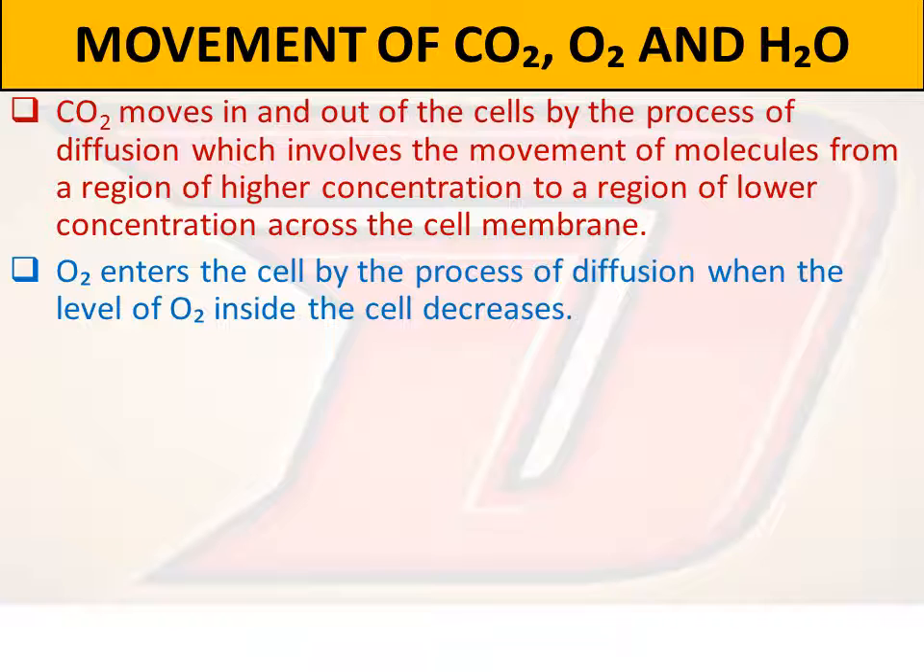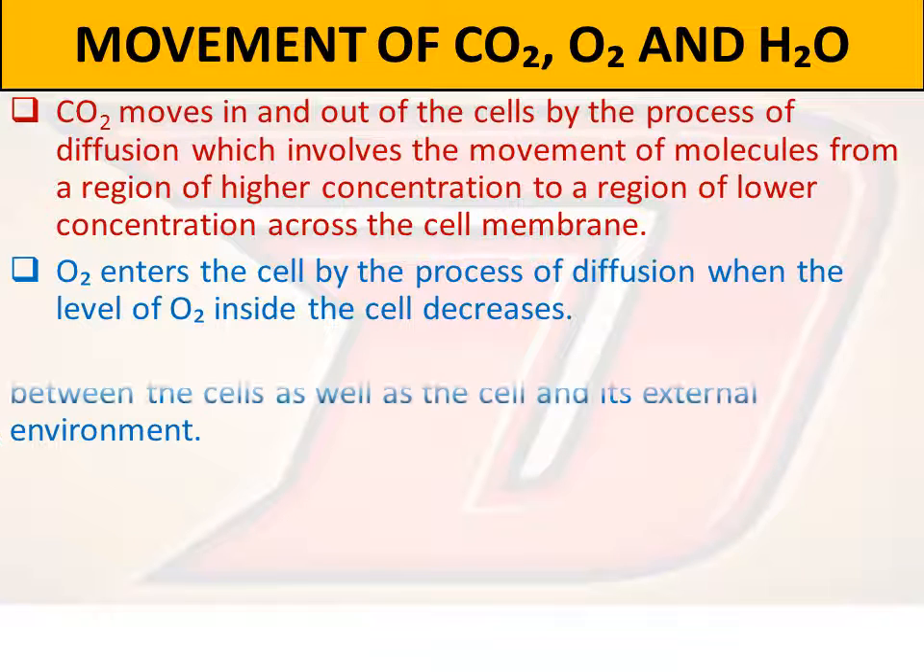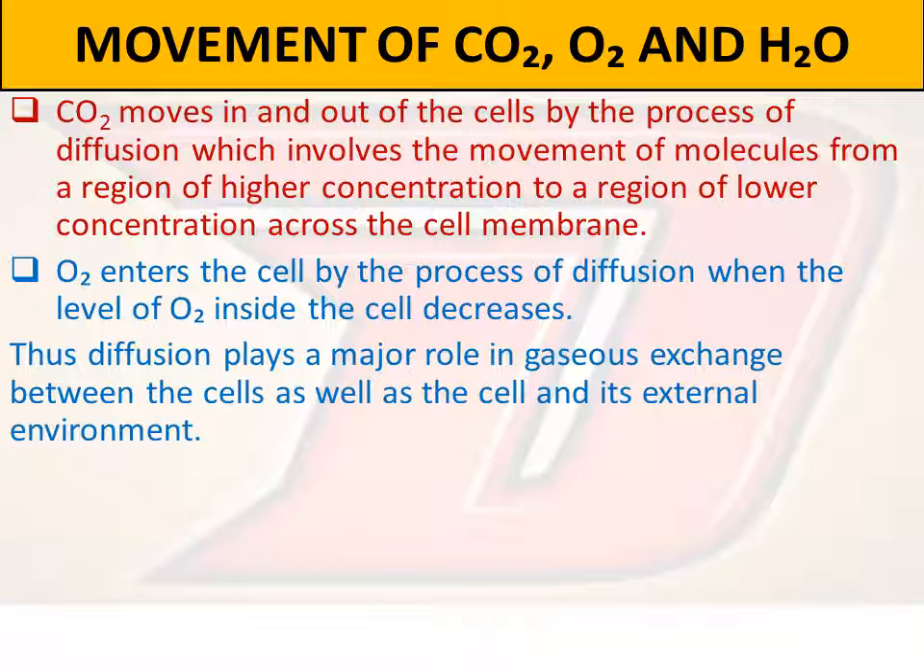Oxygen enters the cell by the process of diffusion when the level of oxygen inside the cell decreases, because oxygen is a kind of respiratory gas which is frequently used in the process of respiration. So it is used inside, so obviously its quantity will be decreasing inside the cell. So when the quantity is higher outside the cell, from outside to inside the diffusion of oxygen will take place. So this way diffusion plays a major role in gaseous exchange between the cells as well as the cell and its external environment.